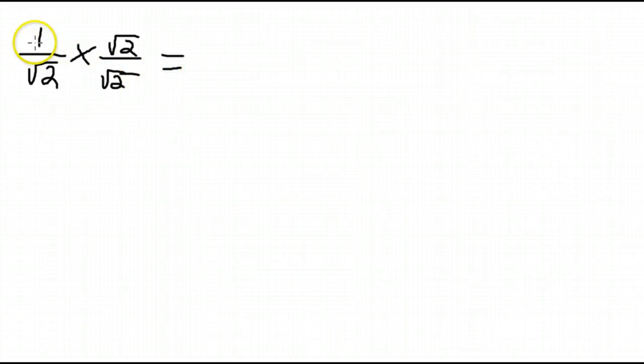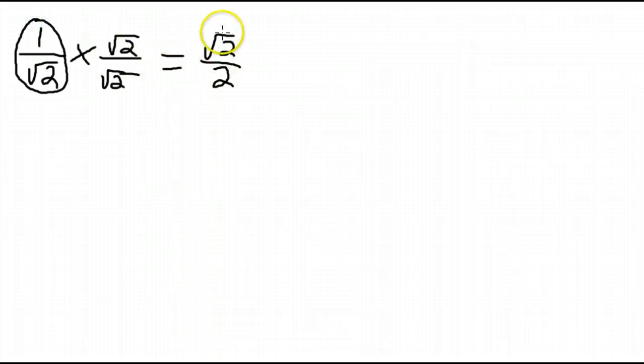When multiplying fractions, we multiply the numerators together. 1 times root 2 is root 2. And root 2 times root 2 is 2. Now, if you check, you'll find out that if you go into your calculator and type 1 divided by root 2, and type root 2 divided by 2, you will get the same decimal expansion for both of those. Okay, let's just do one more.